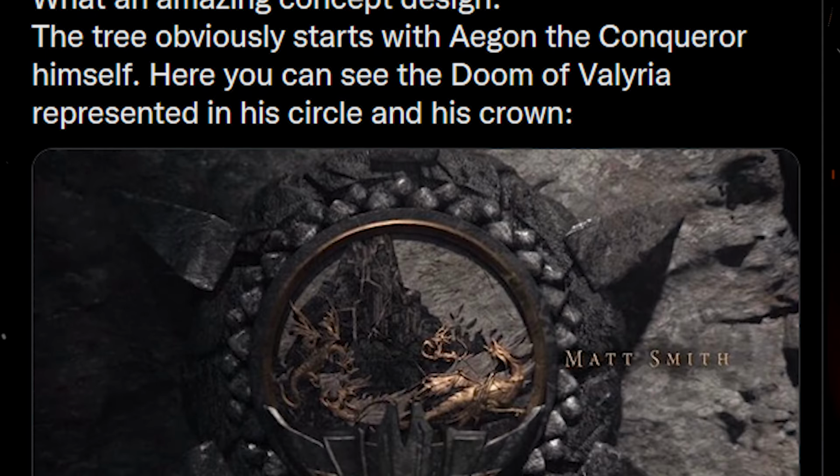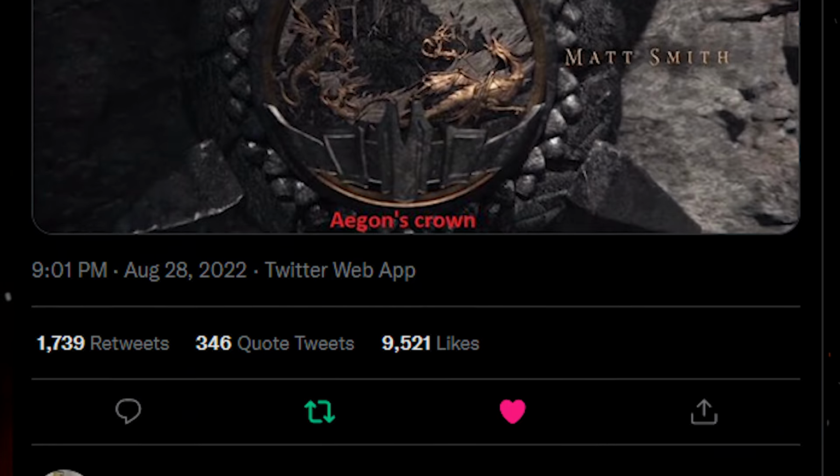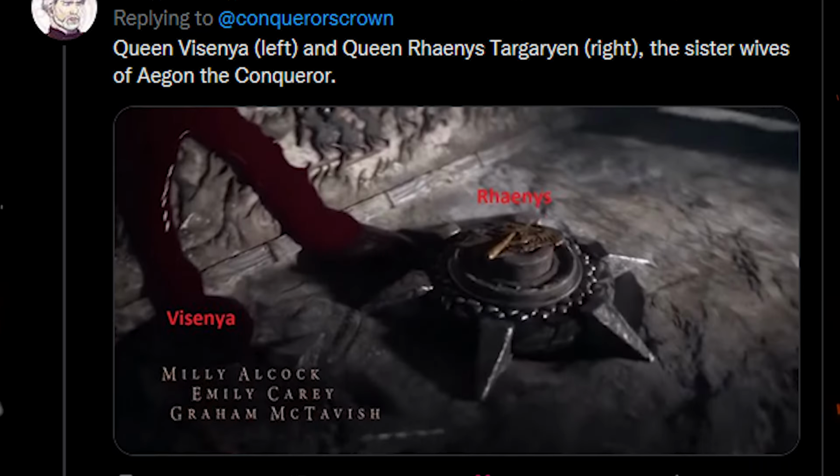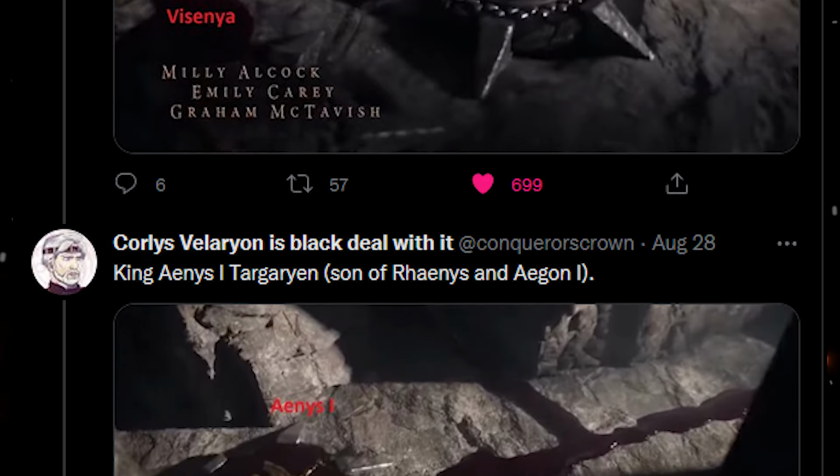Conqueror's Crown on Twitter did a fantastic job trying to piece together who exactly is being depicted on each of the bloodlocks, and I honestly couldn't do a better job, so make sure you head over to their account in the thread, which I've linked in the description, and give them some updates and follows.